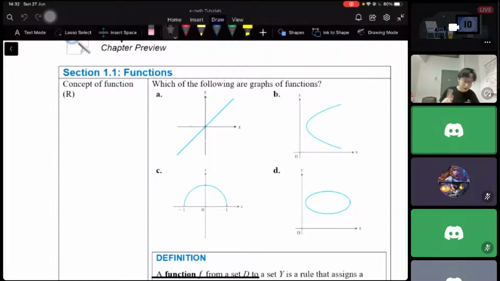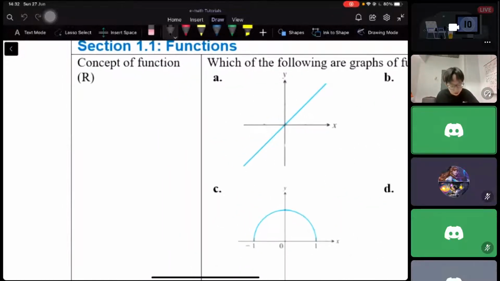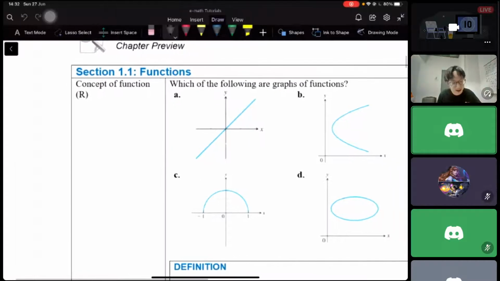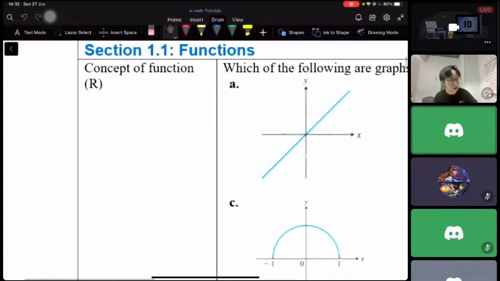Before I tell you the answer, let us revise what a function is. The concept of function, if you learned it in Form 4, you should remember. You can select more than one because there is actually more than one answer here. So let us revise the concept of function.